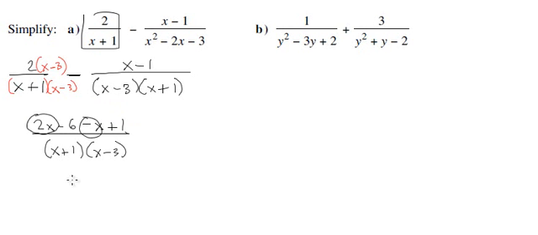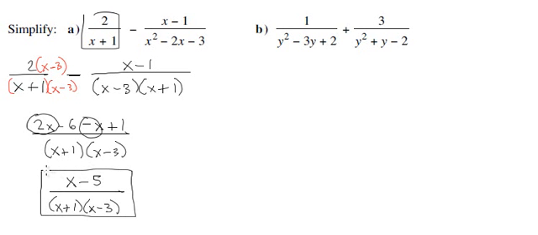Now we collect like terms. 2x minus x leaves just 1x. Minus 6 plus 1 makes minus 5. And downstairs we still have x plus 1 and x minus 3. This clearly cannot be factored any further, but do check, because you never know when one of these is going to have a common factor that you can exploit. As it is, that is our simplified form.